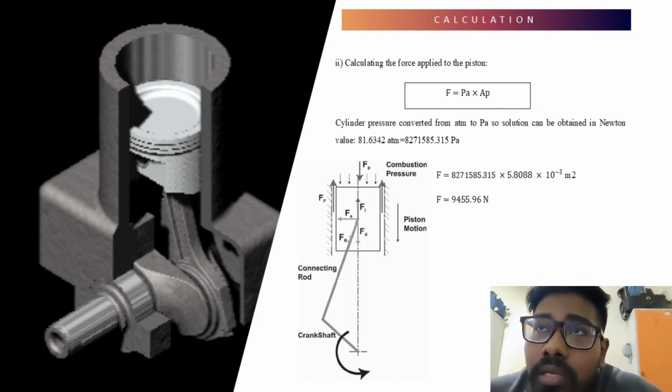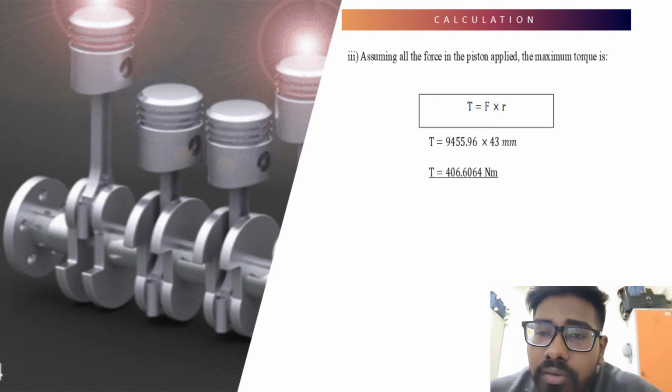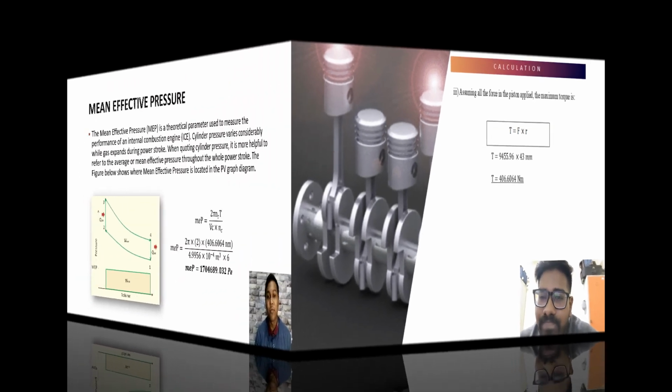and then moving on to the total torque, force times R, which is the length of the rod. We find that the torque is 406 Newton meter, which is considerably higher compared to general cars. So with this amount of force, Toyota can produce a lot of power.